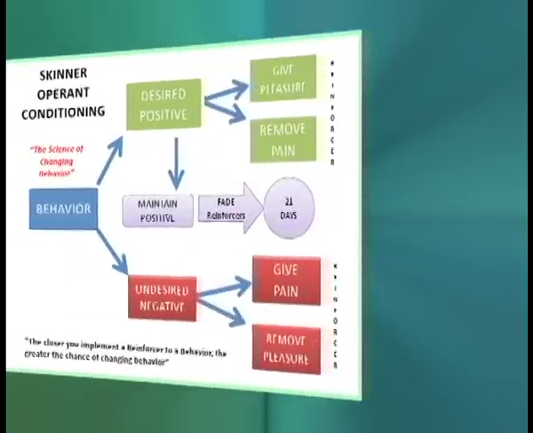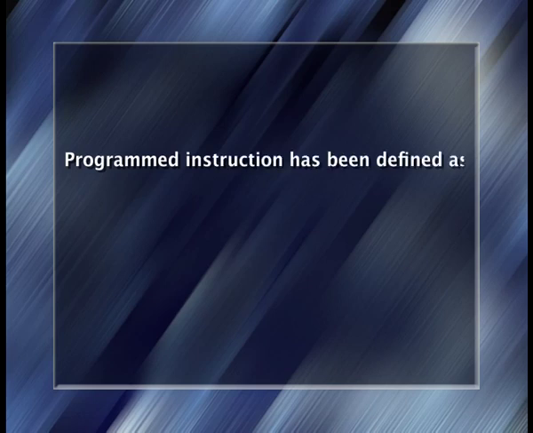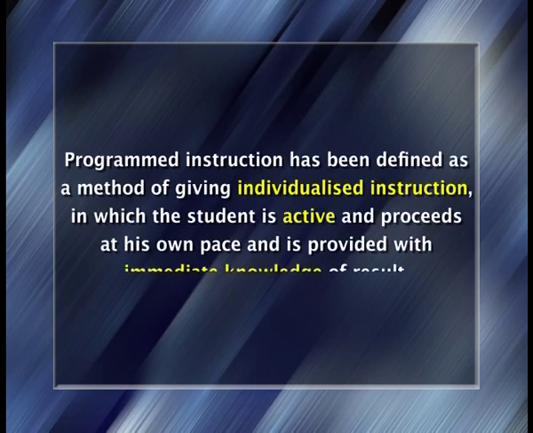The origin of modern programmed instruction is from the psychology of learning and not from technology. It is the application of operant conditioning learning theory to the teaching-learning situation. Programmed instruction has been defined as a method of giving individualized instruction in which the student is active and proceeds at his own pace and is provided with immediate knowledge of result.